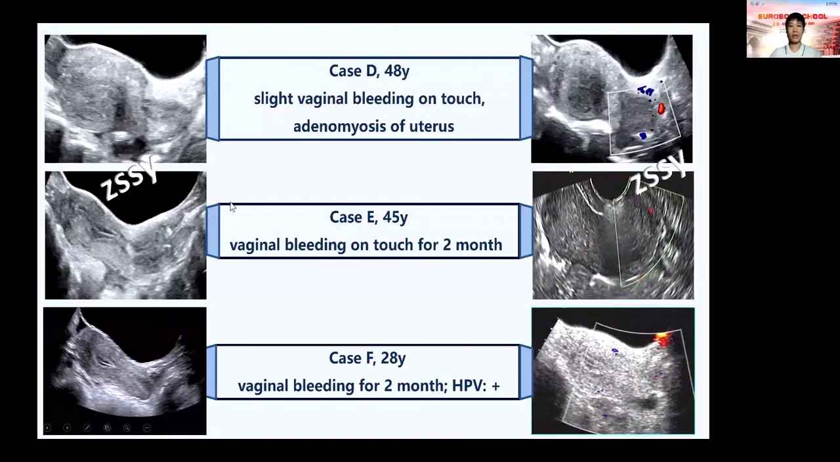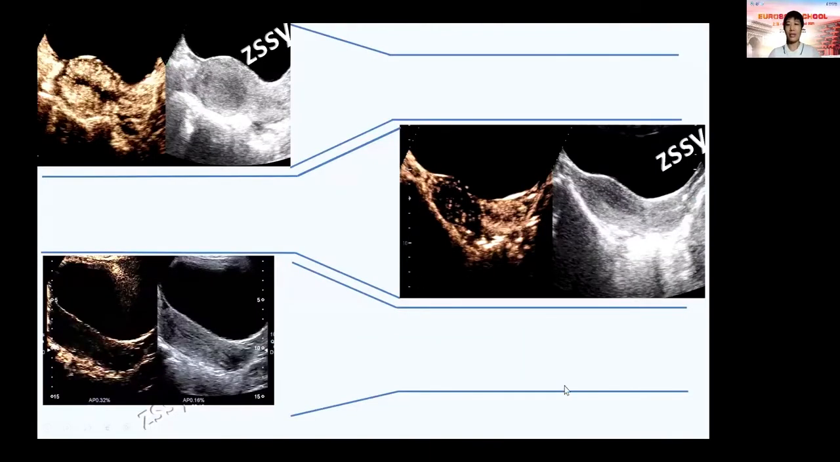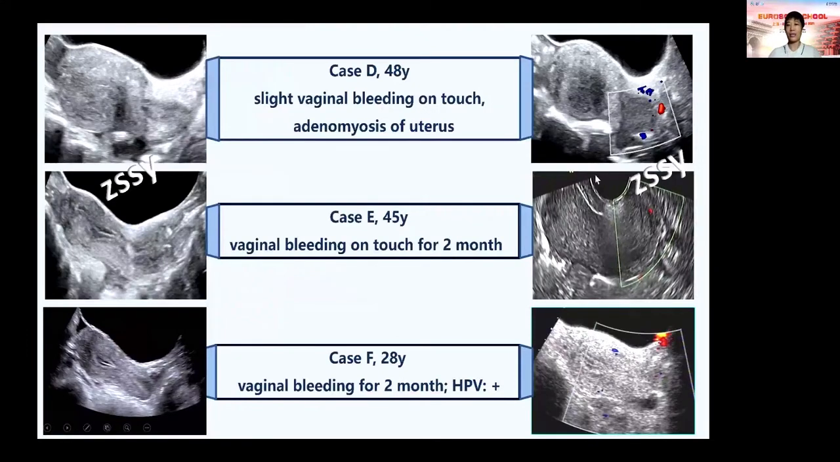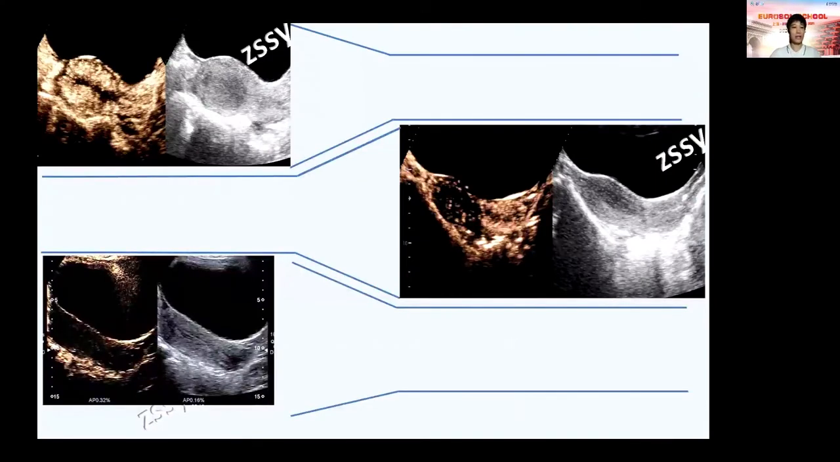Here is a cervical B mode, and here is a color Doppler image. We can't make a diagnosis only according to these pictures. They have the same or similar symptoms with vaginal bleeding untouched, and the last one is HPV positive. And then let's see the contrast enhancement mode.